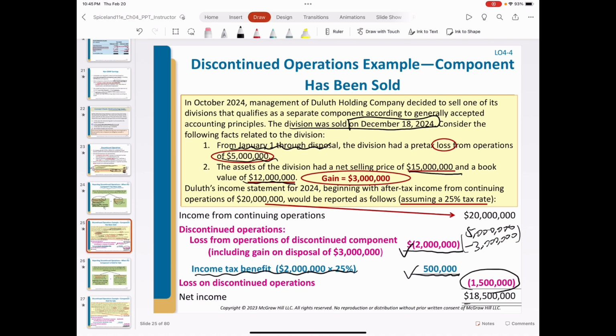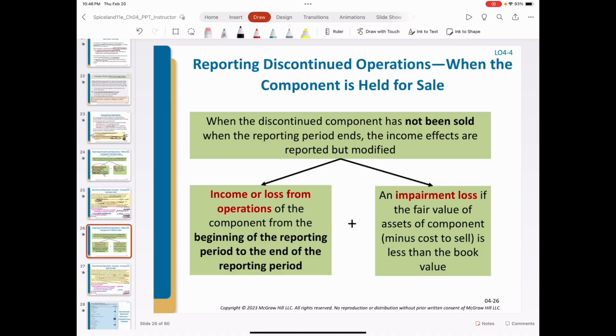Finally, the company's net income was 18,500,000. So here, the $5 million loss was from the operation. Also, this number is borrowed from the beginning balance, while the gain or loss depends on the actual price and the book value. If the division or segment is held for sale, it hasn't been sold, so the accounting treatment will be a little bit different.